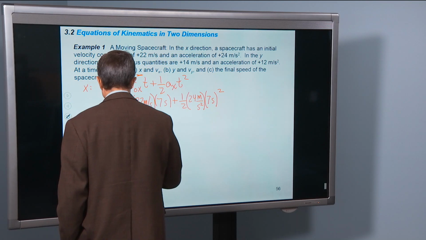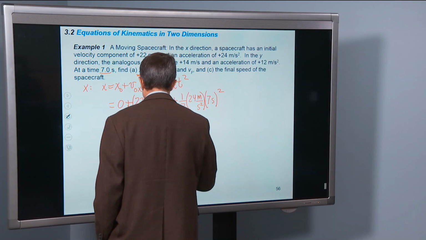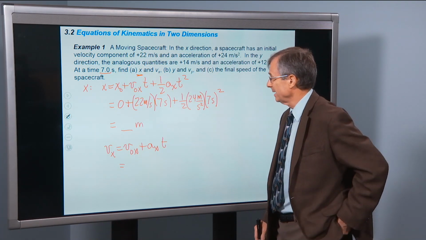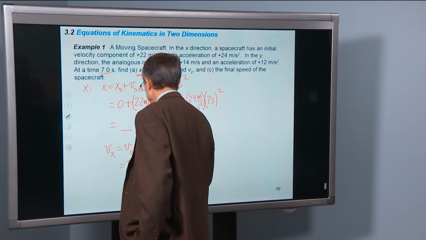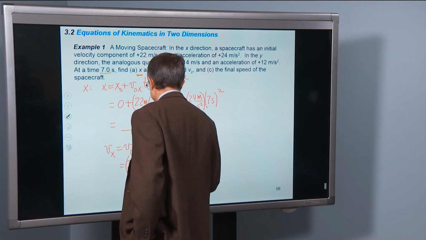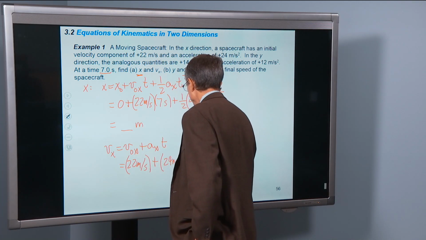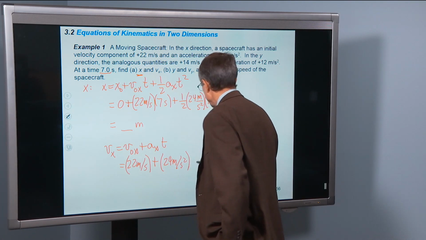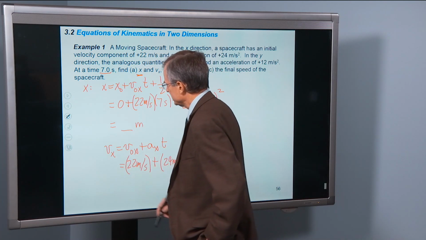Vx equals v naught x plus ax times time. We're going to do the same thing. We've got v naught is 22 meters per second. Acceleration is 24 meters per second squared times the time, which is 7 seconds. That will give me Vx.